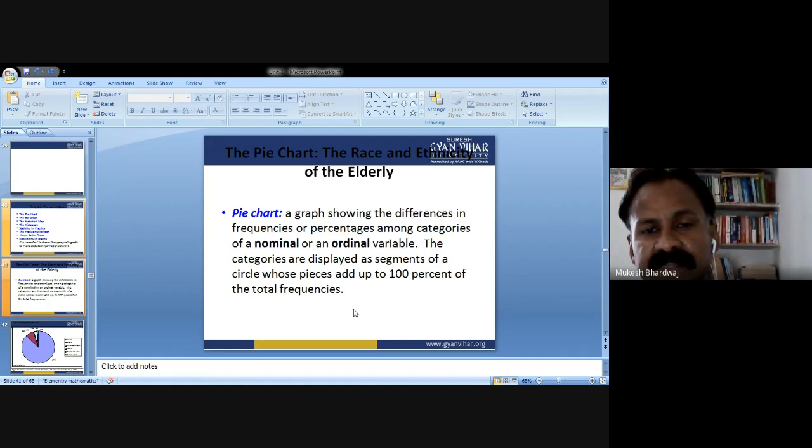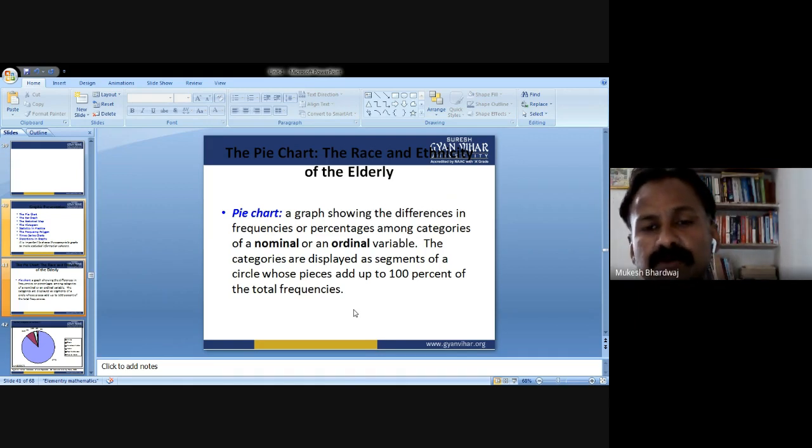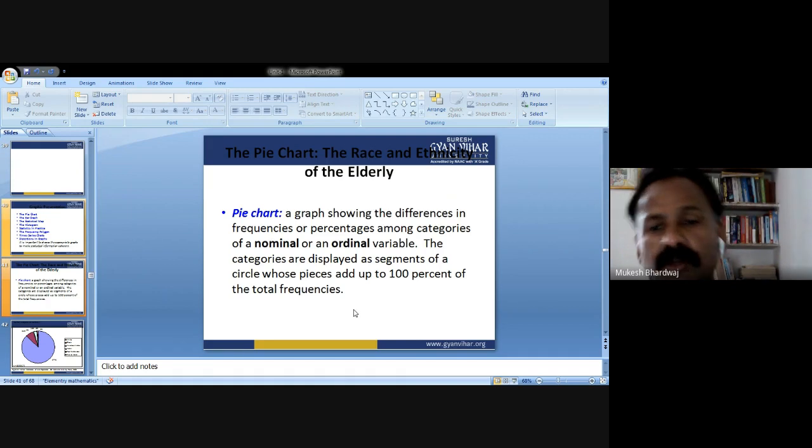What actually he's saying is that a pie chart is basically dividing the nominal or ordinal data into categories displayed as segments of a circle. We are going to break up the circle into different segments, and the segments are broken up in accordance with the data available. And while adding all the segments, it comes up to 100% of the total frequency. Keep in mind, okay? So the pie chart representation.